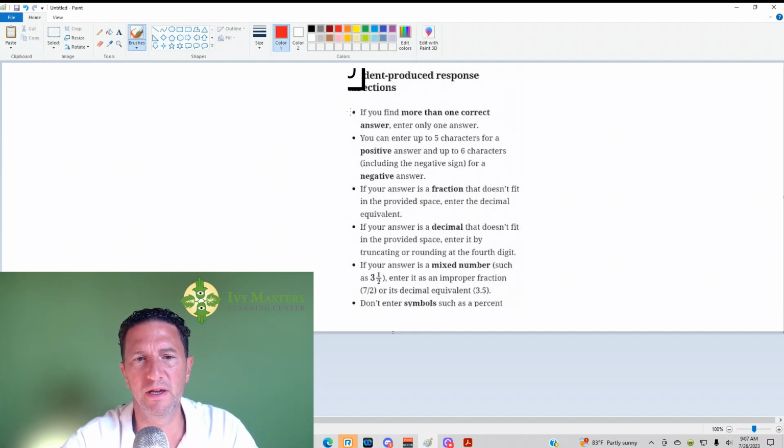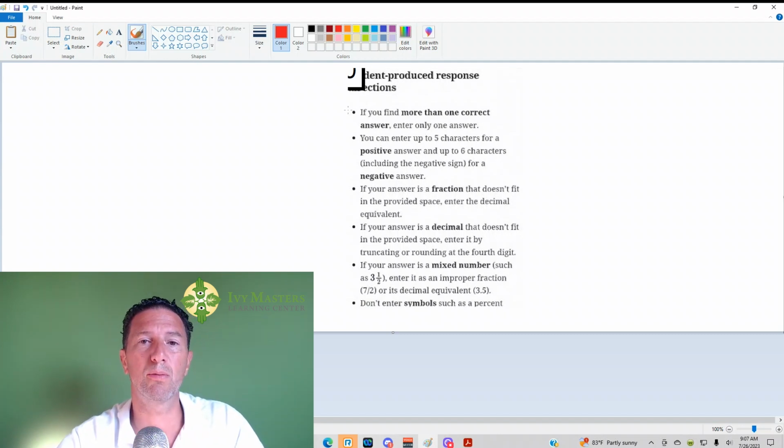The first bullet is, if you find more than one correct answer, enter only one answer. So sometimes a question says, what is one possible value of x? So if you solve it and you see that 1 and 2 are both possible answers, just bubble in 1, move on, or just bubble in 2, move on. Don't try to bubble in 1, 2, it'll look like 12, or 2, 1, it'll look like 21. Don't put a space in between them, anything like that.